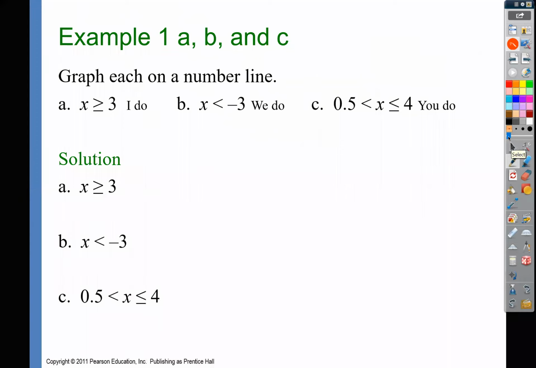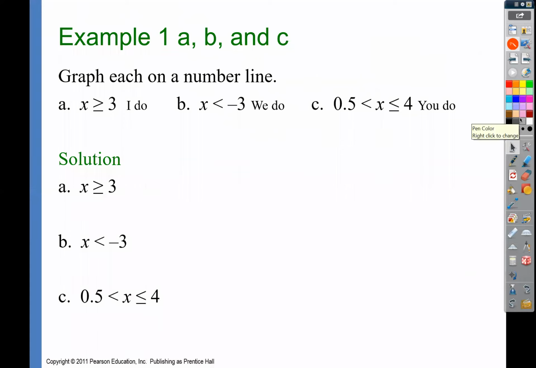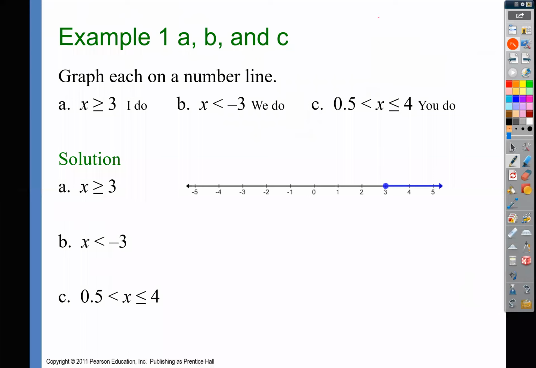So graph the following on a number line. So x is greater than or equal to 3. Remember, if you have a greater than or equal to or a less than or equal to, you're going to have a closed circle. And if you have a greater than or a less than, you're going to have an open circle. Okay, so since it's or equal to, I did a closed circle.